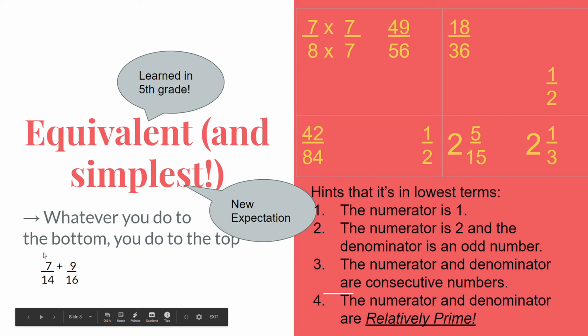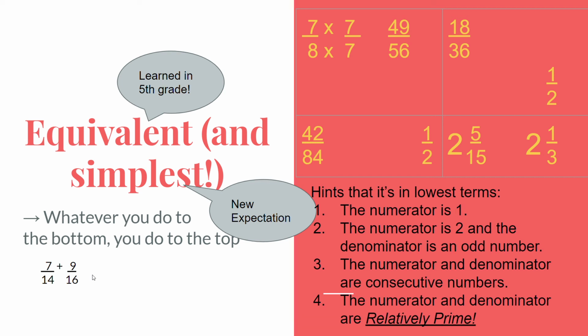Instead, though, I'm pretty decent at realizing, hey, 7/14, that's 1/2. Hey, 9/16, that's a half and an extra 16th. Together, this is going to be a whole, a half and a half, plus that extra 16th. 1 whole and 1/16. Way faster than doing the algorithm. And that's what we want from them.